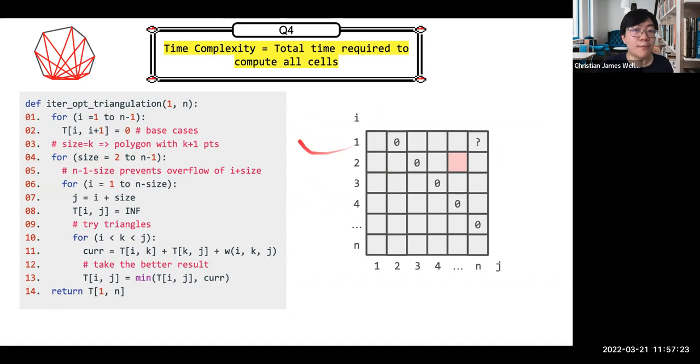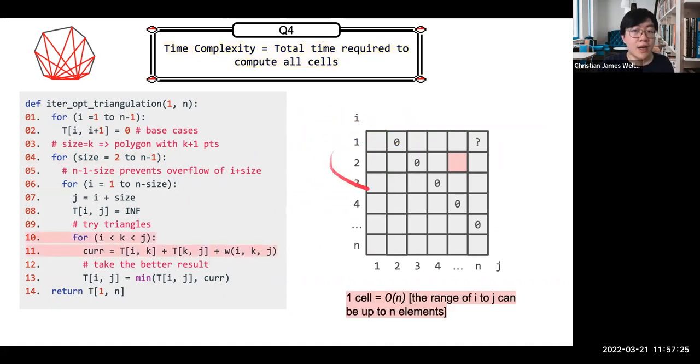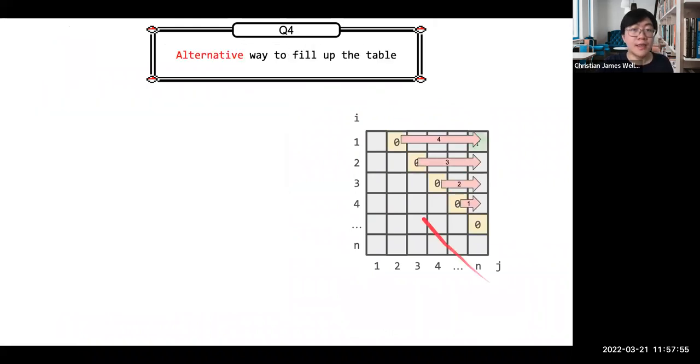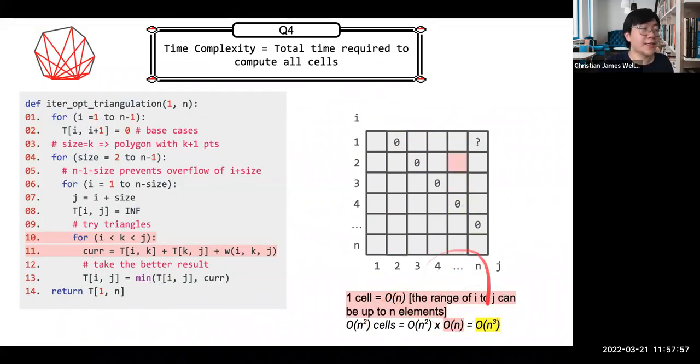The final thing I want to mention is the time complexity to compute all the cells. One cell takes O(n), because the range of i to j can be up to n elements. And we have O(n squared) cells, a table of O(n squared). It's okay to overcount a bit. I know it's usually only the upper half that we care about, but we have O(n squared) cells. So because one cell takes O(n), O(n squared) cells take O(n cubed), and this is the final time complexity of this iterative DP.